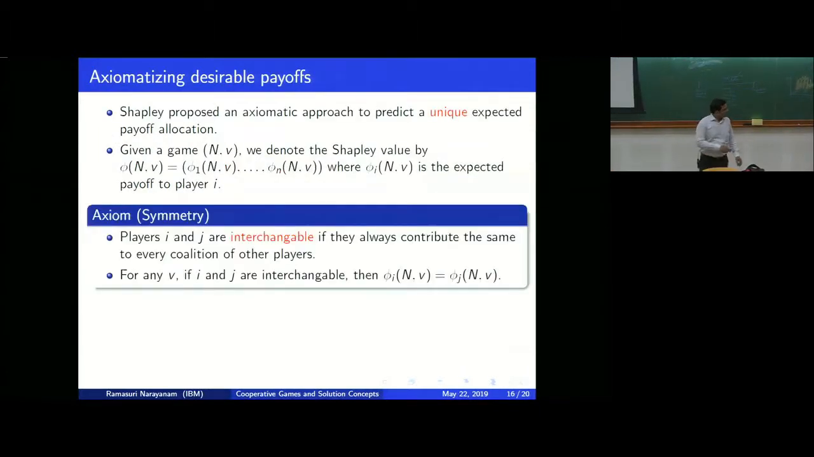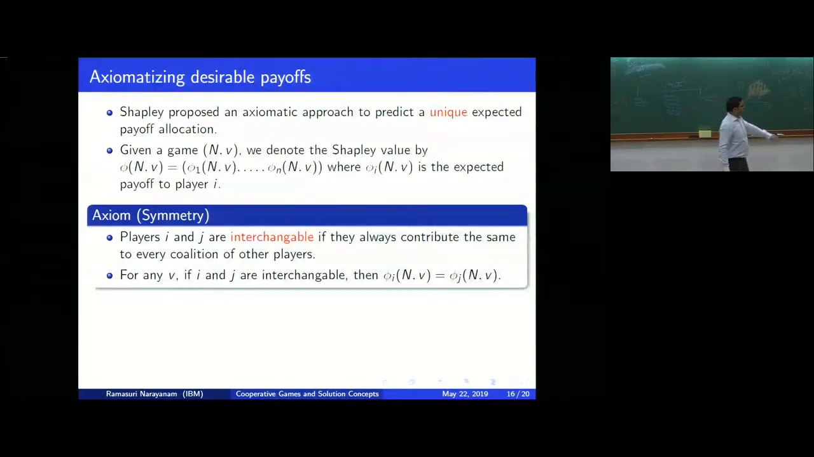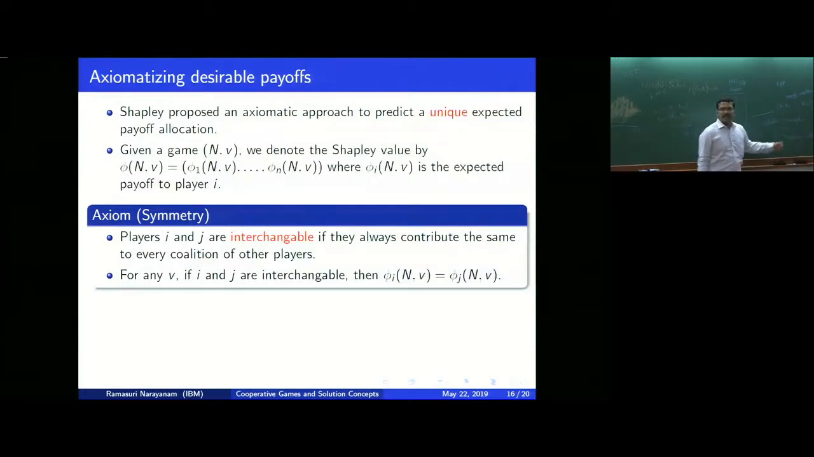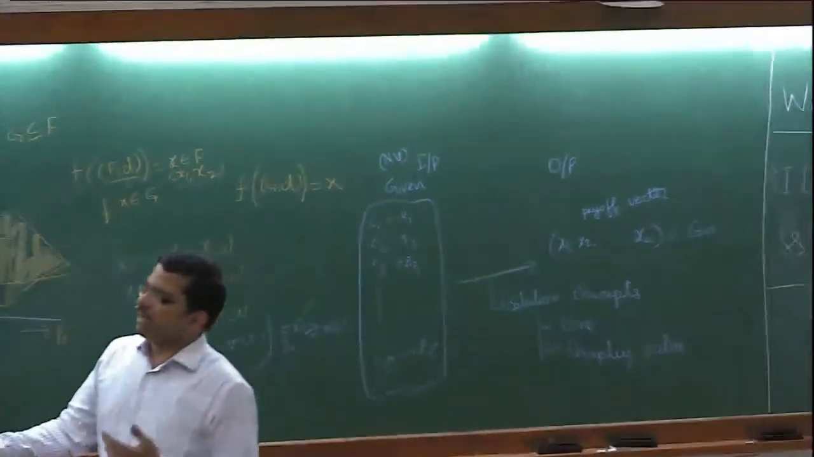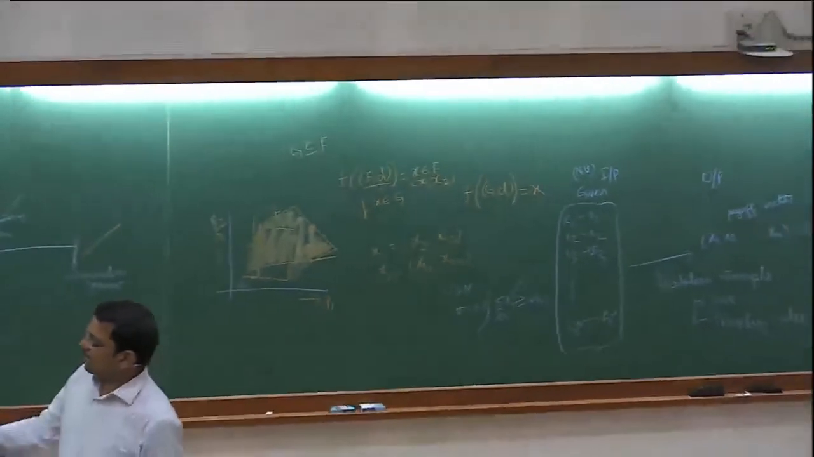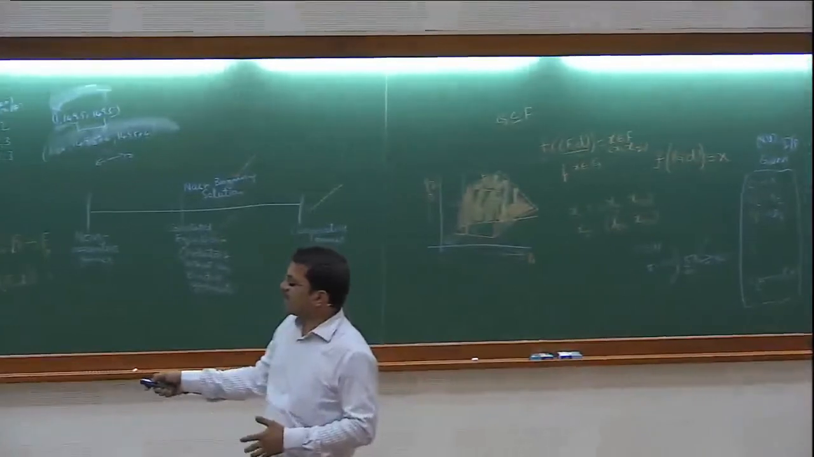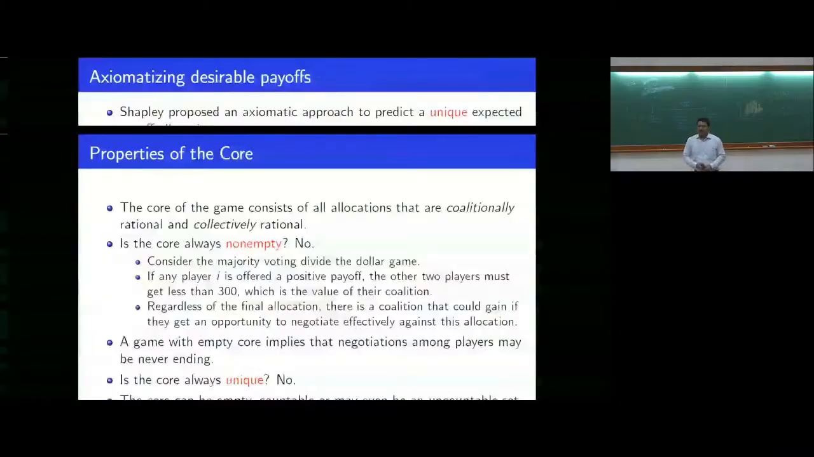Now we will get into the second solution concept, Shapley value. The goal of this solution concept is the same: given this instance, how to derive a payoff vector. So far we have seen the core. In the case of the core, as we mentioned, it can be empty, or it can be a finite set, or it can even be an uncountable set.